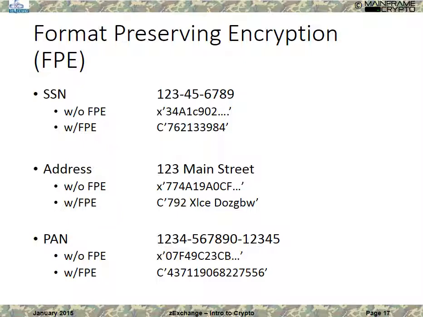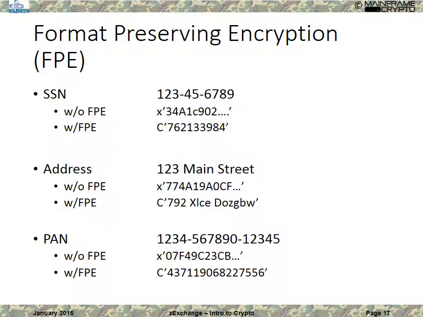Similarly, the second example there is an address. You can set your application up and use FPE so that instead of encrypting the string there as hex data, it can preserve the format, and that numeric 123 will still be a numeric once the encryption is performed with FPE. And the character data there, the main street, is going to be character data as a result of the FPE encryption. Then the last one down there are PAN numbers or credit card numbers.